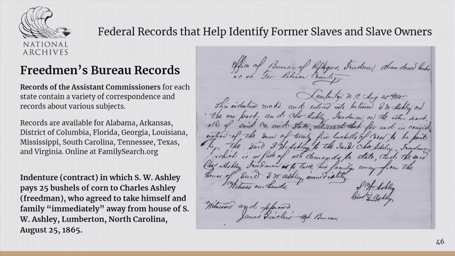So as I read this, I assume that Charles Ashley and his wife were formerly the slaves of S.W. Ashley, and he just can't support them anymore, doesn't want them anymore, and so he's giving them something of value to go away. So that puts you right at the doorstep of the end of the Civil War, and just a wonderful, wonderful record to help you get back further in time.